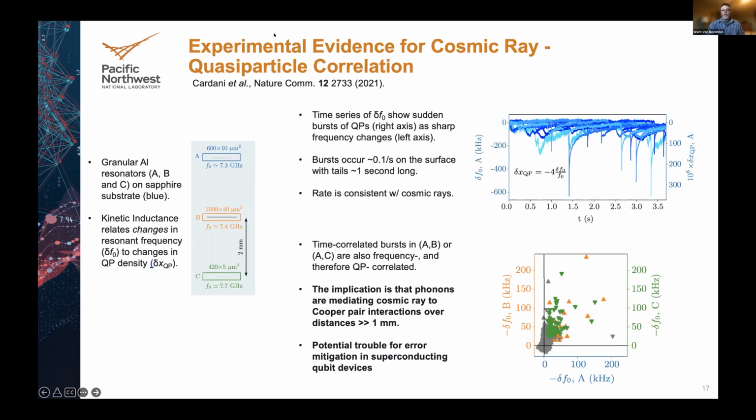And so moving over to the plots on the right, there is at the top an overlay of several time series that they recorded. You can clearly see these bursts where the frequency drops quickly and then slowly over the scale of seconds returns back to normal. The average rate there is about 1 every 10 seconds, which is consistent with the rate of cosmic ray impacts on a device this size at the surface of the Earth.